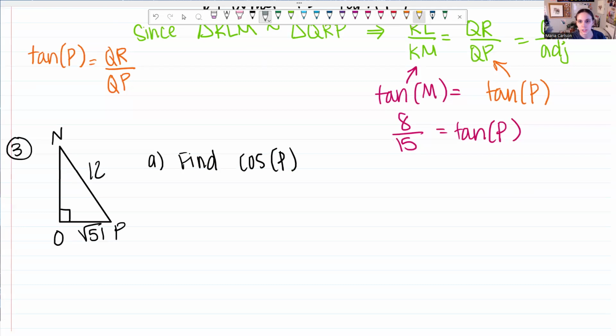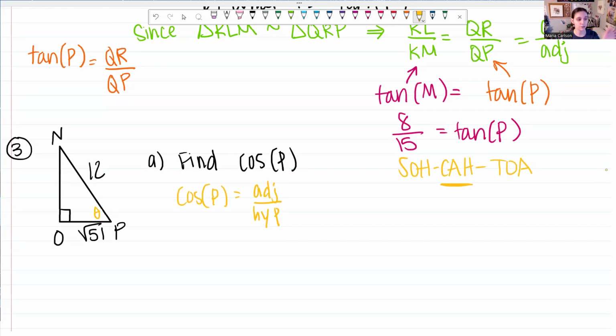And I can't see my SOHCAHTOA anymore, so I'm going to write it out. SOHCAHTOA. So I'm going to find cosine, meaning I'm interested in finding my adjacent over the hypotenuse. So if I locate angle P, the adjacent side, not the hypotenuse, but the side touching it, the leg, that is OP. So this is really just OP over the hypotenuse, which is NP.